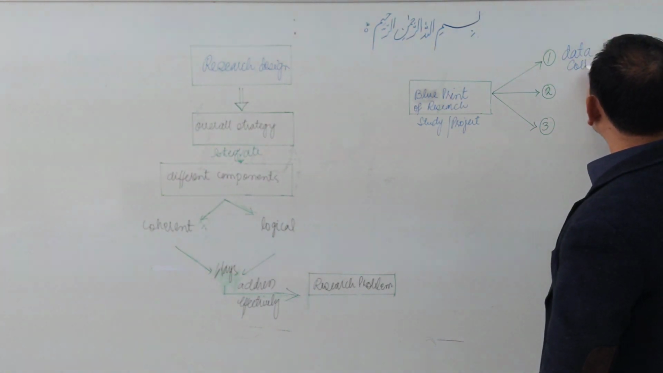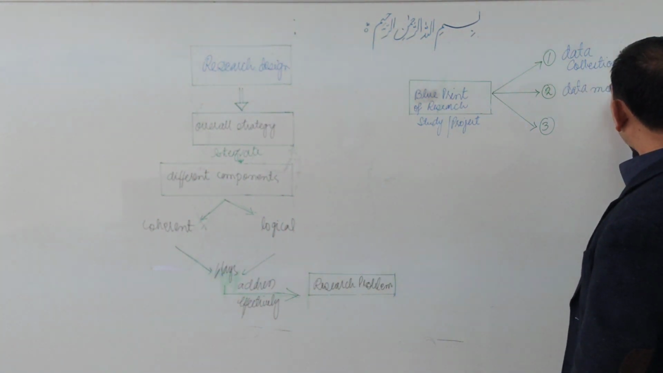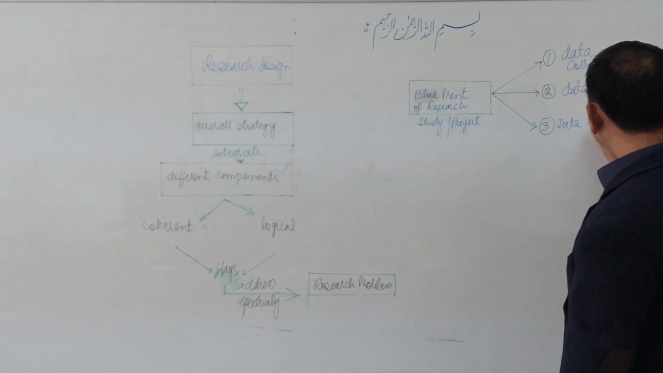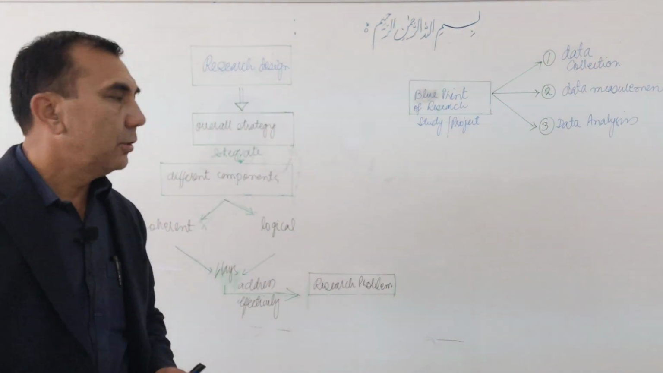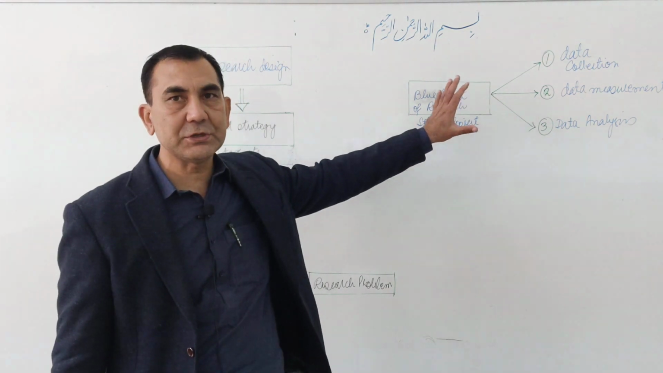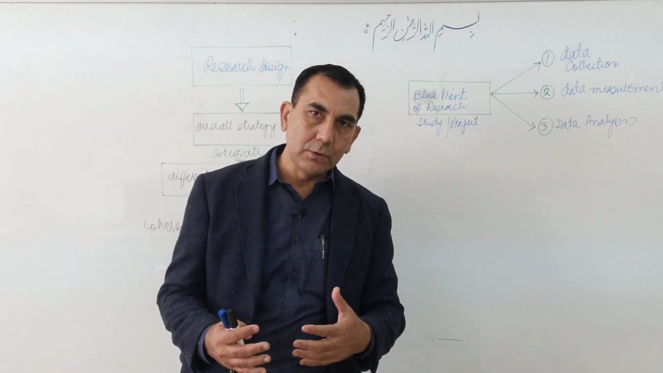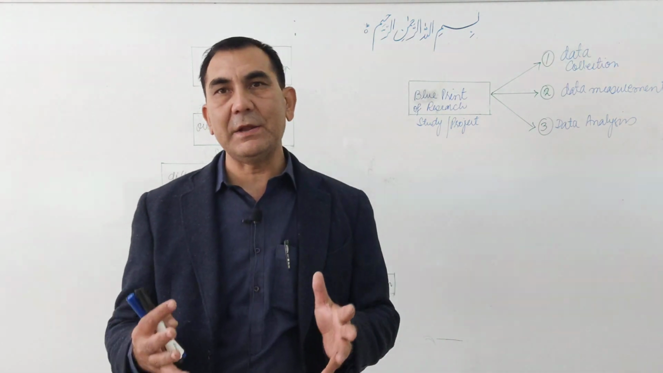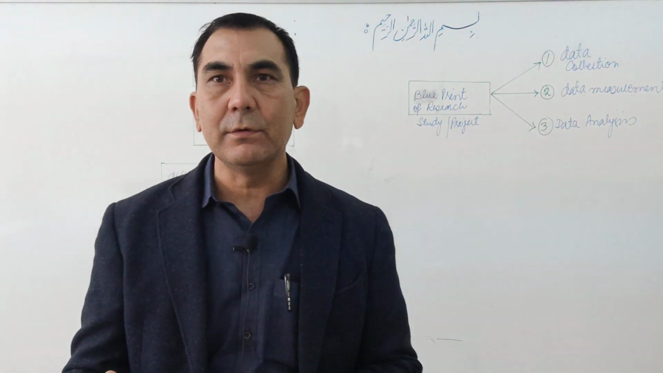The research design is the blueprint of the research project, first for data collection, second for data measurement, and the third for data analysis. Once again, the research design is the blueprint of how you will collect the data or information, how you will measure the data or characteristics, and after collection and measurement, how you will analyze the data for a meaningful result.